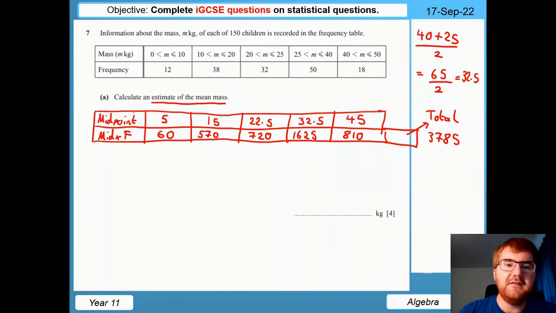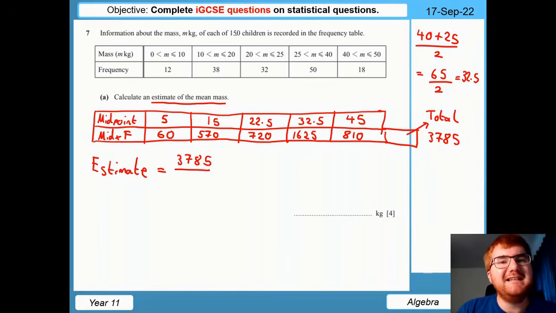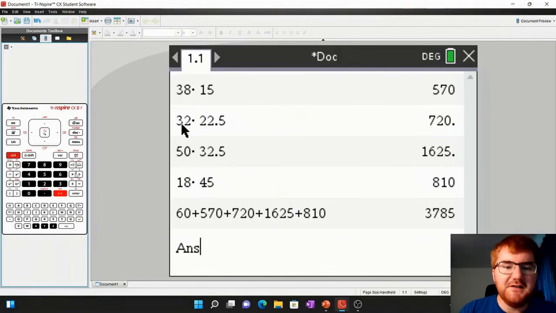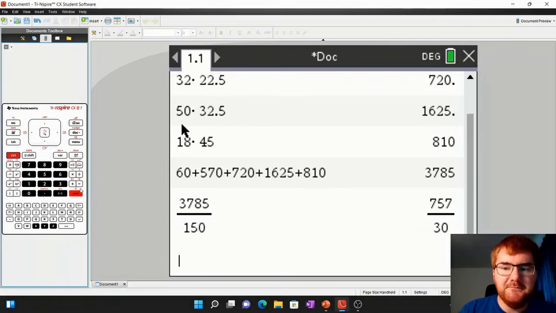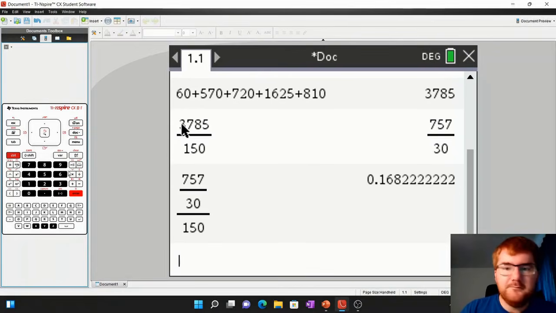And then to work out this estimate, remember it's an estimate because we are using the midpoint of each category. We take that 3,785 and divide it by the total. Now the total is usually given in the question, so we're given 150. So that's going to be our last step. Let's work it out. We divide by 150, giving us, well, certainly a fraction, but then we can just change this to a decimal.